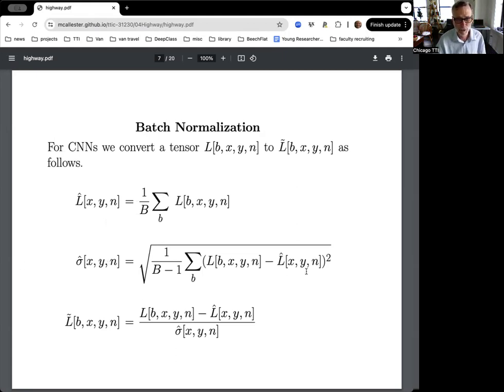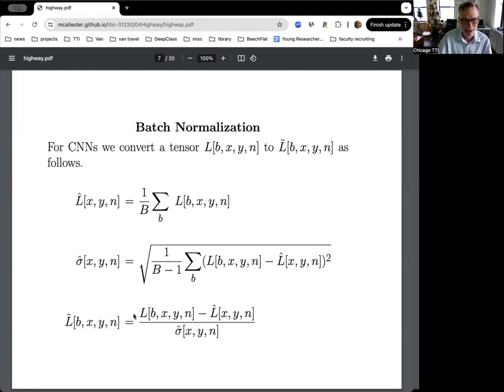And this is the standard formula for standard deviation. I take the square difference. I take almost the average of the square difference, but for technical reasons, you use B-1 here to make it unbiased. So I've got this neuron, one neuron. I'm computing its mean across the batch. I'm computing its standard deviation across the batch.